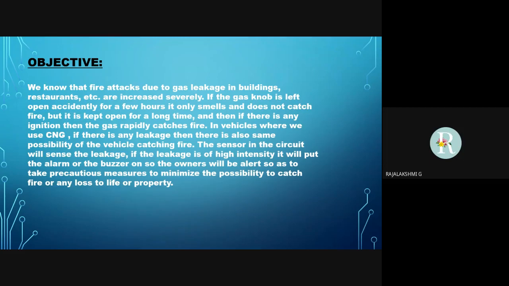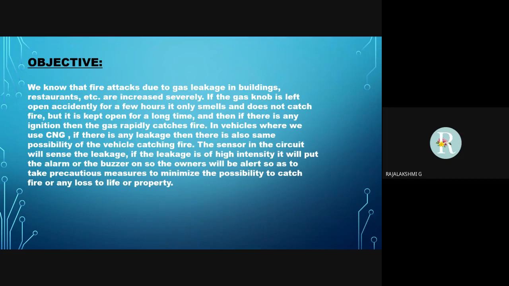Objective of gas sensing detector. Nowadays, we see that with the increase in LPG gases, fire attacks due to gas leakage in buildings, restaurants, etc. are increasing severely. When the gas knob is left open accidentally for a few minutes, it only smells and it will not cause any damage. But when this prolongs for a long time and when accidentally, if there is any ignition near this area, the gas could rapidly catch fire and it may even cost life sometimes. This can even happen with vehicles which use CNG when there is any leakage of the gas.